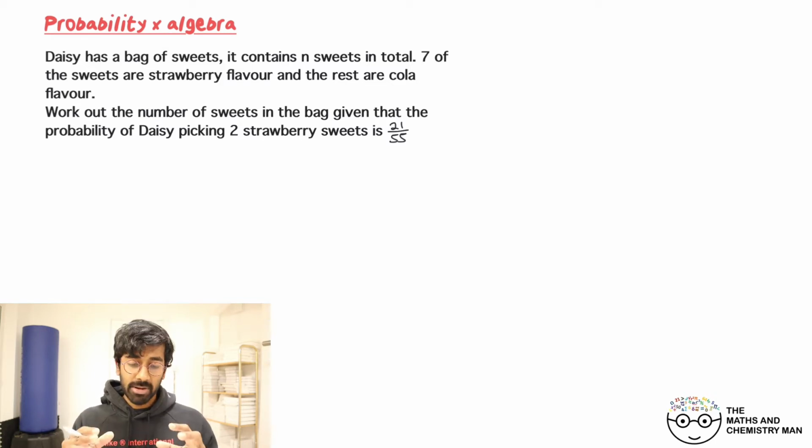Maybe draw a tree diagram. That's probably a good option. Strawberry and cola sweets are your options. So yeah, draw that out, put some probabilities on and try and figure it out. We'll catch up in a couple of seconds.